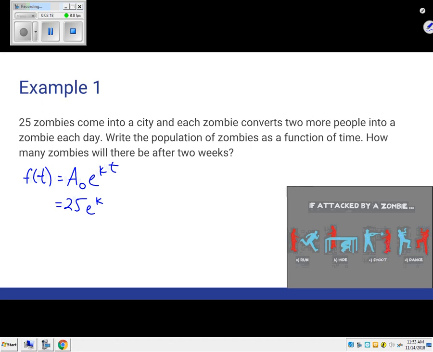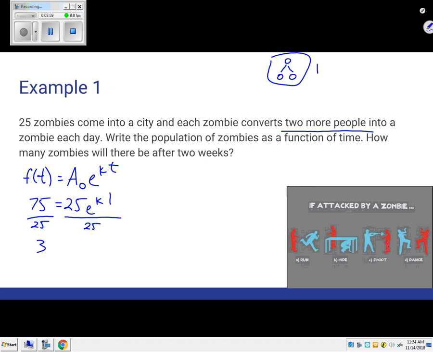But what I do know, it tells me this information right here: converts 2 more people. So it means I'm going to have 1 zombie going to convert into 2 more coming out. So I'm going to have a total of 3 by day 1. So that means after 1 day, put that 1 day in for time, I'm going to have 3 times as many zombies if every zombie converts 2 more people each day. So it's tripling every day. So I'll just triple my initial amount and put it over here. Now what I want to do is solve this for k. So I'm going to divide both sides by 25.